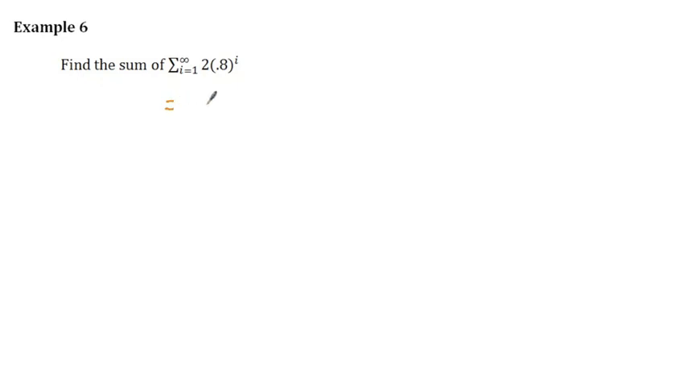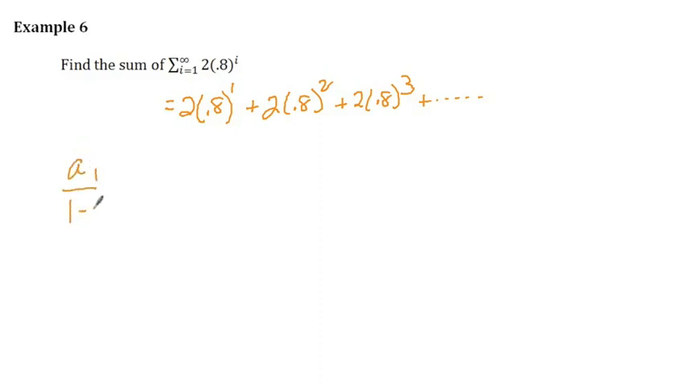Okay, if I plug in, the starting value is 1, so if I plug in 2 times 0.8 to the first, plus 2 times 0.8 squared, plus 2 times 0.8 cubed. You're going to do that forever and forever and forever, okay? Because that's what infinity means, obviously. But all we need to know is, what's the first term? Because remember the formula is a sub 1 over 1 minus r. So if I think about that formula, the first term would be this value right here, which is simply 2 times 0.8, which is 1.6.